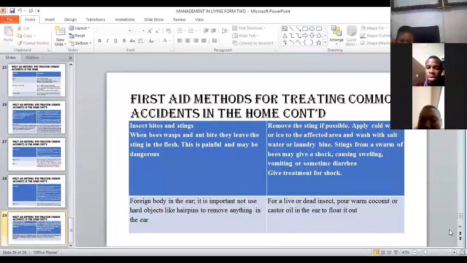And then stings from a swarm are very dangerous and they may cause swelling. Because of this swelling, it can lead to shock. So when the person is in shock, the way you treat any other shock, like an accident, you apply that first aid too.